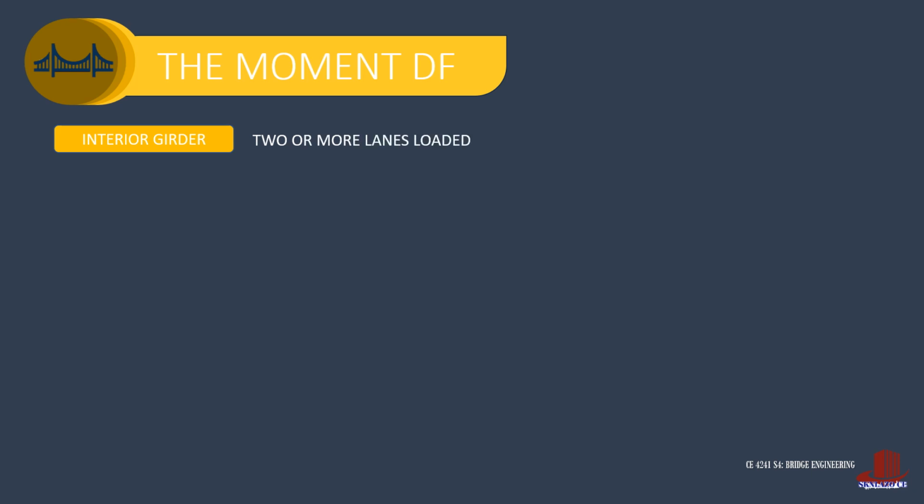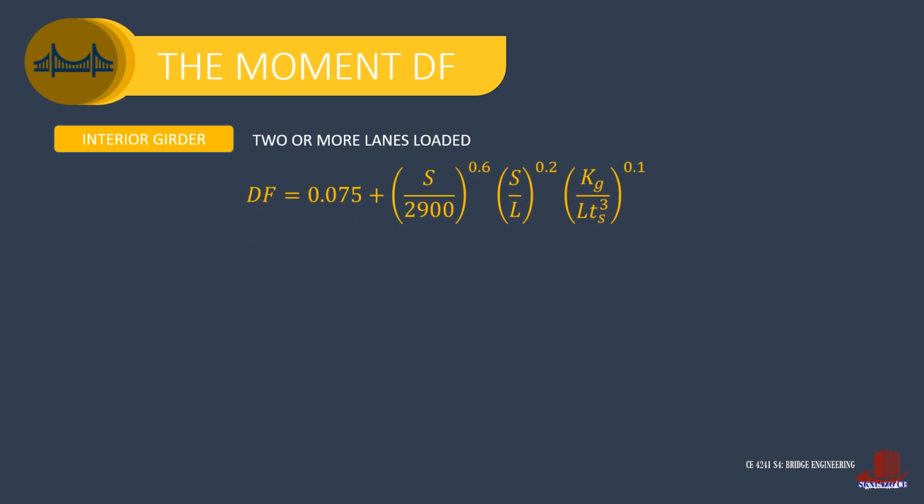The task is to identify the distribution factor of an interior girder when 2 or more lanes are loaded, where the appropriate equation is as follows. Most of the parameters have already been given, and we just determined K_g, so let's begin with the computation. The spacing term is taken as the girder spacing of 2.6 meters all upon 2900, and the quantity is raised to 0.6. This gives 0.937.